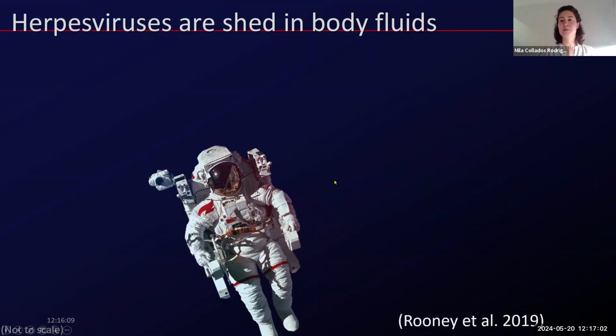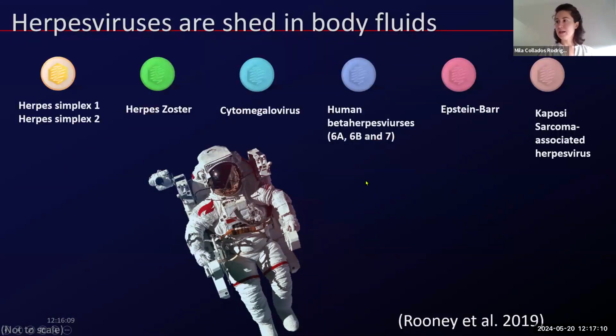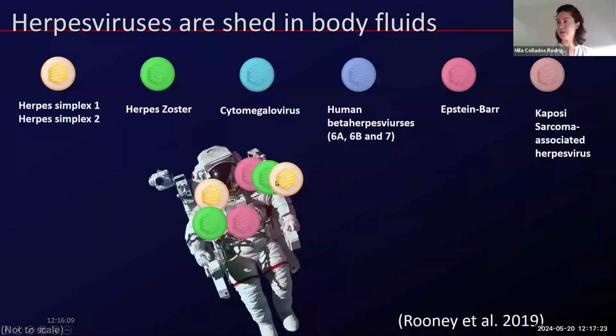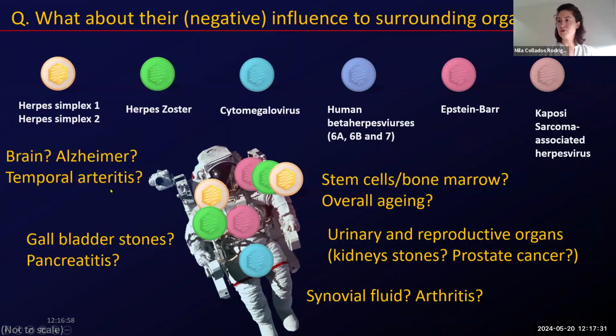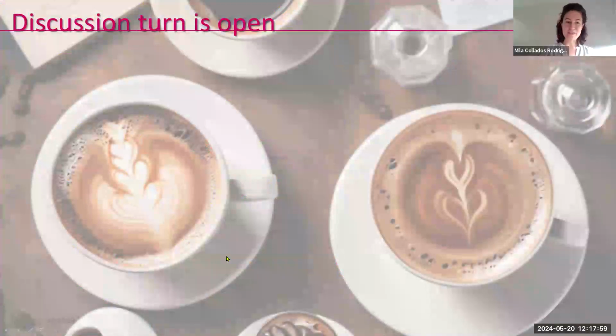So this is a study of very stressed people. Those are astronauts, where they had their fluids collected to see which viruses they had. And they could find a lot of herpes in the skin, of course, then Epstein-Barr in the blood, Epstein-Barr and herpes simplex and zoster in the saliva, as well as cytomegalovirus in the urine. Because of their accumulation in body fluids, I propose whether they could be a cause for diseases related to age or inflammatory and autoimmune disease, such as temporal arteritis, gallbladder stones, pancreatitis, overall aging if they are infecting and degrading our bone marrow, or even part of the urinary and reproductive organ problems like kidney stones, prostate cancer, or synovial fluid as arthritis.